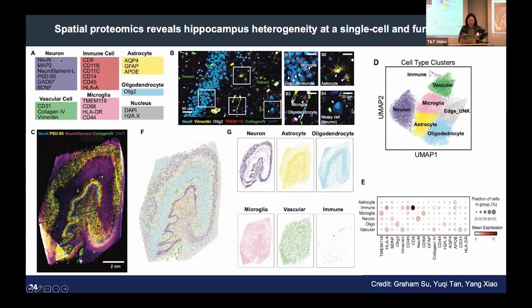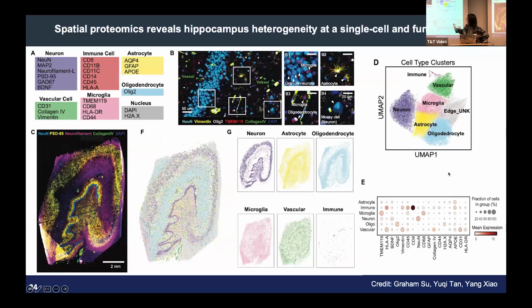So we use 6 different markers for neurons: NeuN for all of the neuron cell nuclei, MAP2 for dendrites, neurofilament light chain for axons, PSD-95 for dendrites, GAD67 and BDNF for either inhibitory or some excitatory neurons. And there are also some immune cells. In the brain, very likely you will not see a lot of immune cells, but in some of the vessel lumen or in the choroid plexus, there is some immune surveillance, so you will see some immune cells, and vascular cells with CD31 for endothelial cells or collagen 4 for ECM in the vessel.